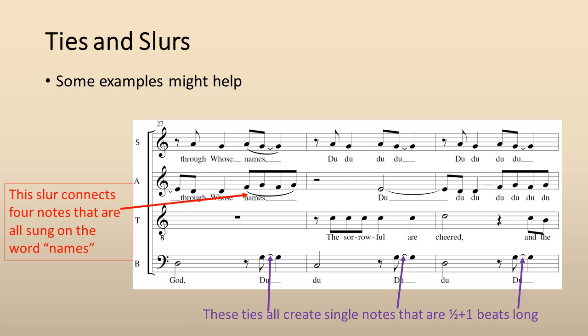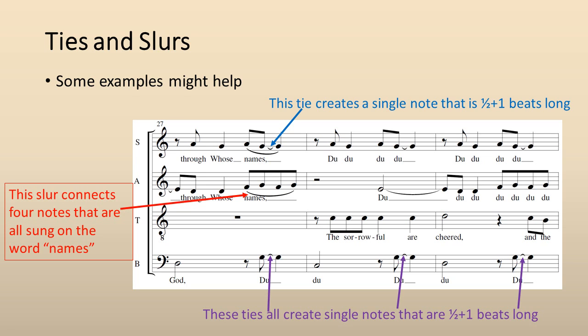In the alto part, you see a slur that connects 4 notes. Underneath that, you see the word names. The word names is sung on all 4 of these notes, like this. Through whose names.